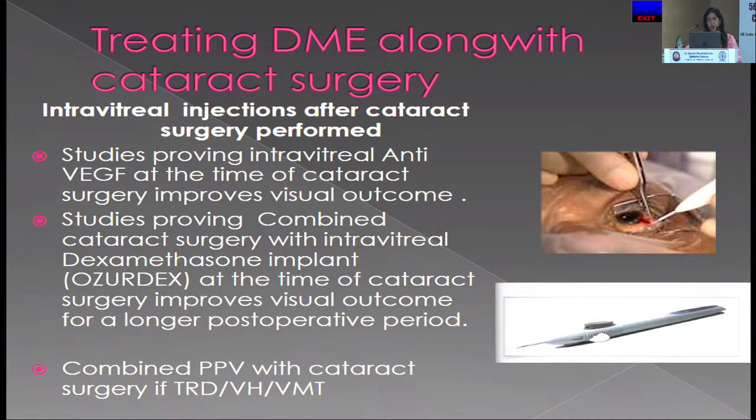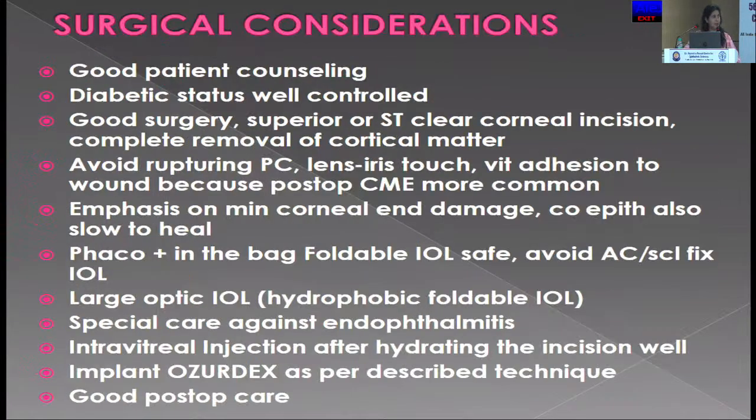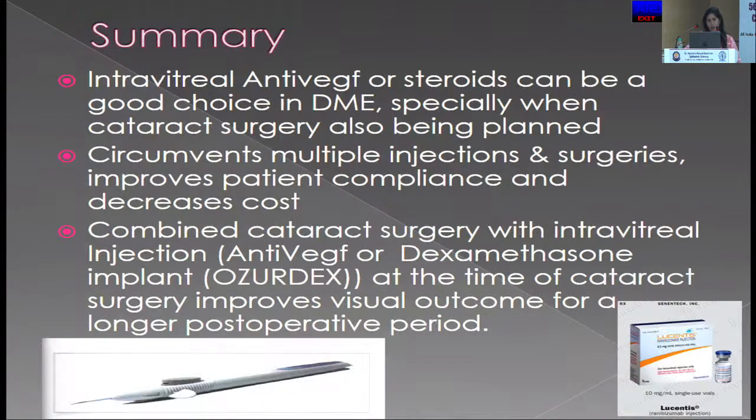If one plans to treat DME along with cataract surgery, there are studies, but I think there's less time, so I'll just go further. Surgical considerations: good patient counseling, diabetic status should be well controlled, good surgery, superior or supratemporal clear corneal incision, avoid any PC rupture, any lens-iris touch, vitreous adhesion, because post-op CME is more common in such cases. Emphasize minimal corneal damage. Corneal epithelium is slow to heal in such patients. Good phaco with in-the-bag IOL, large optic IOL, special care against endophthalmitis, and then at the end, one can go in for an intravitreal injection.